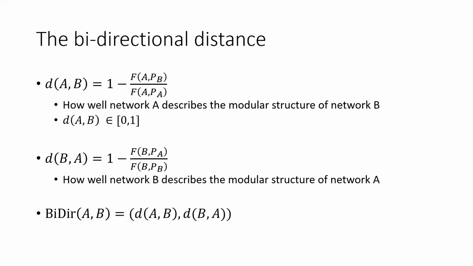So to define our whole measure, and why we call it the bi-directional distance, we take these two scores and put them together. These two values together, in an XY plane, would give you our bi-directional distance.